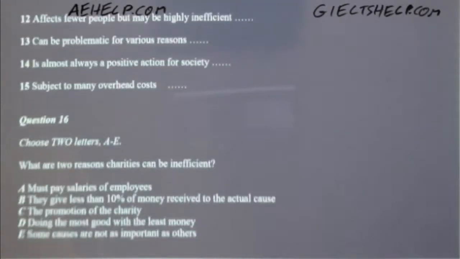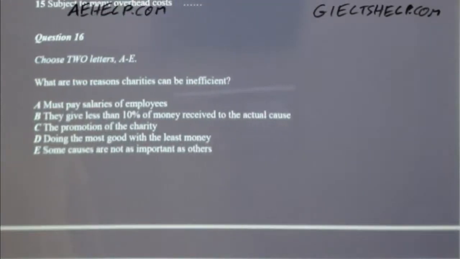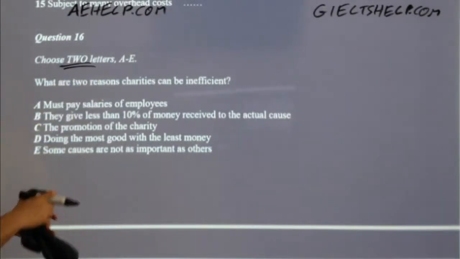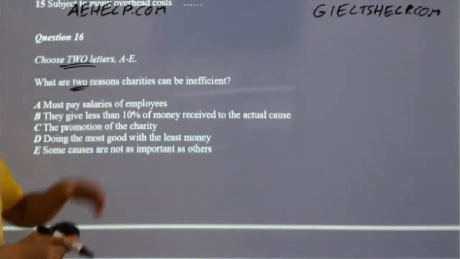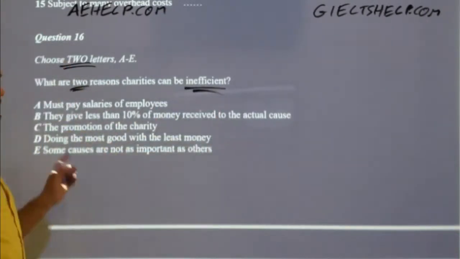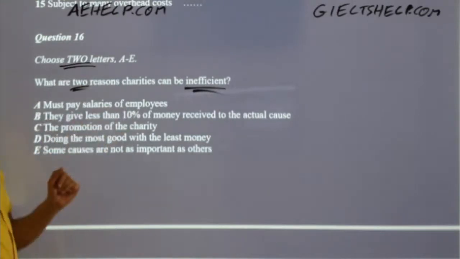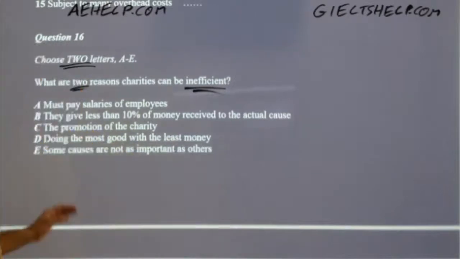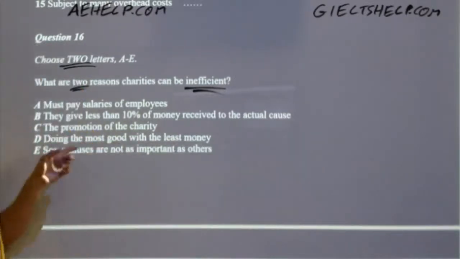Let's keep going. Number 16, you had to choose 2 letters. Okay, what are the 2 reasons charities can be inefficient, so not working well? Okay, A, must pay salaries of employees. They give less than 10% of money received to the actual cause. The promotion of the charity, doing the most good with the least money. Some causes are not as important as others. What was the right answer there? 2 of them. You needed 2 of them.